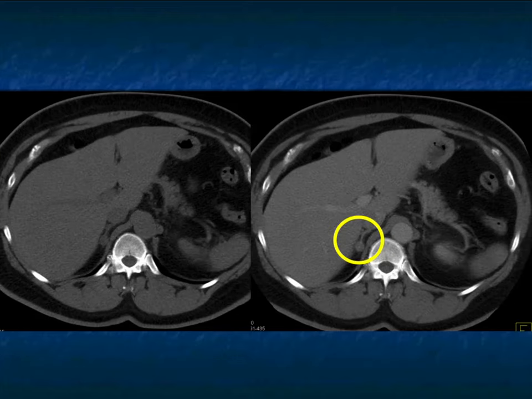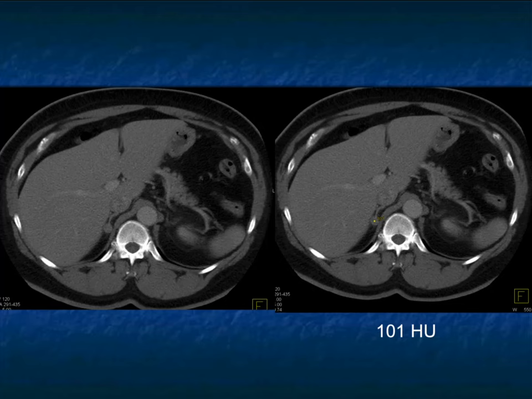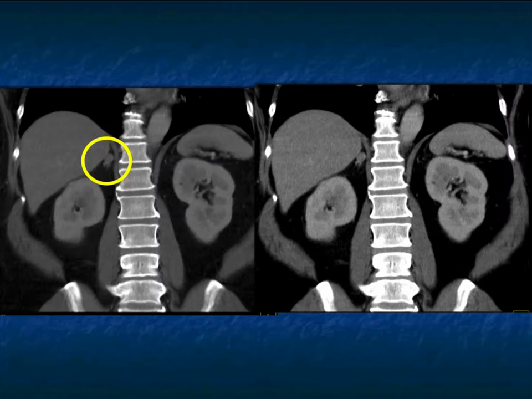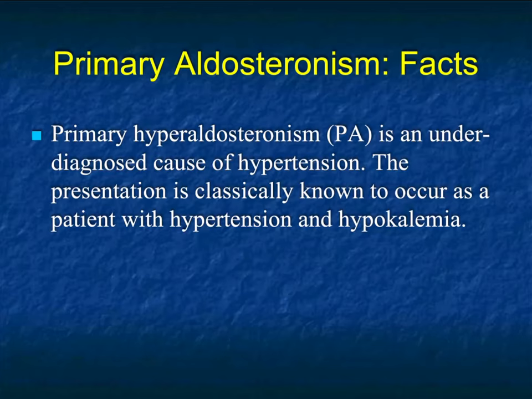Not very impressive. There it is. And when you give contrast, it does enhance to about 100. And when you look at its washout, it doesn't wash out significantly, but again, it's a small little lesion. And you look at it and you say, this doesn't seem to be very important. But it ended up, as the patient was worked up with lab values, it was primary hyperaldosteronism, okay?